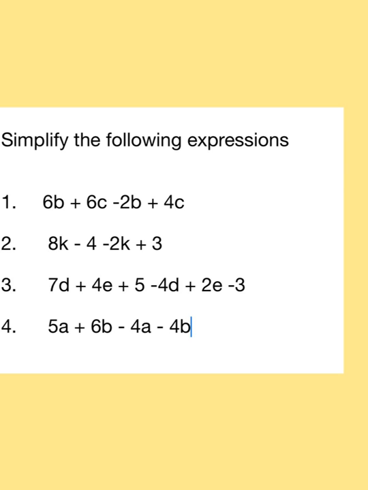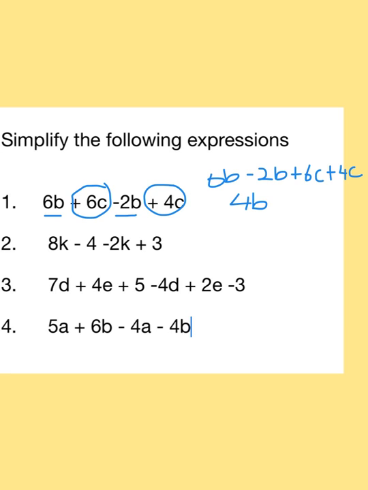First, let us correct the homework from the last day. So, question 1. We can see here we have 6b and a minus 2b, and a plus 6c and a plus 4c. Six b minus 2b gives me 4b, and 6c plus 4c gives me plus 10c.